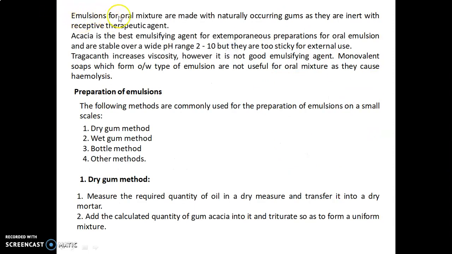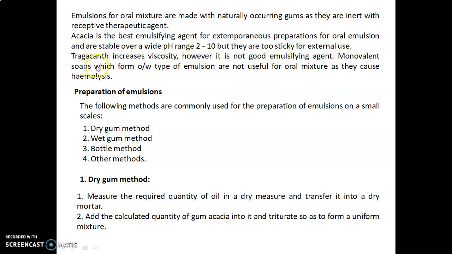Then emulsions for oral mixtures are made with naturally occurring gums as they are inert with the respective therapeutic agent. Acacia is the best emulsifying agent for extemporaneous preparation of oral emulsion and is stable over a wide range of pH, that is 2 to 10, but it is too sticky for external use. Tragacanth increases the viscosity, however it is not a good emulsifying agent.